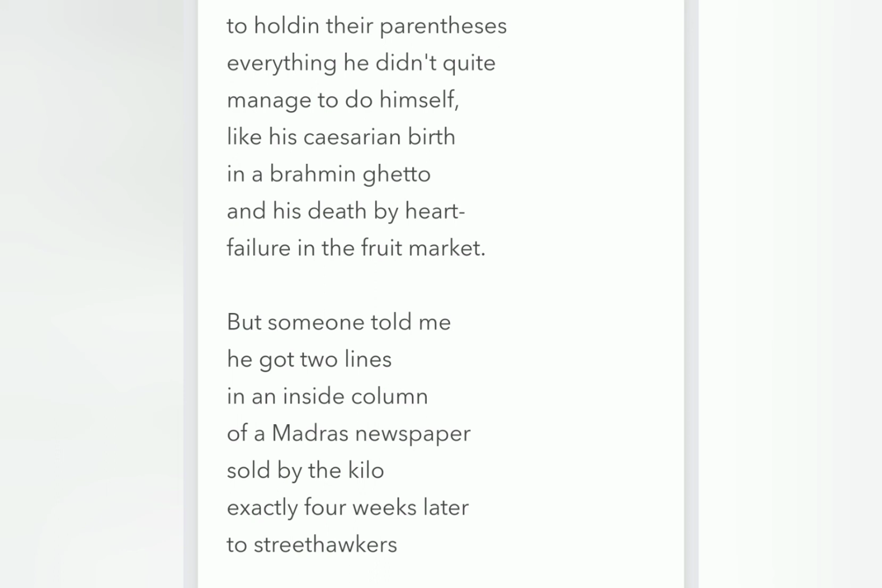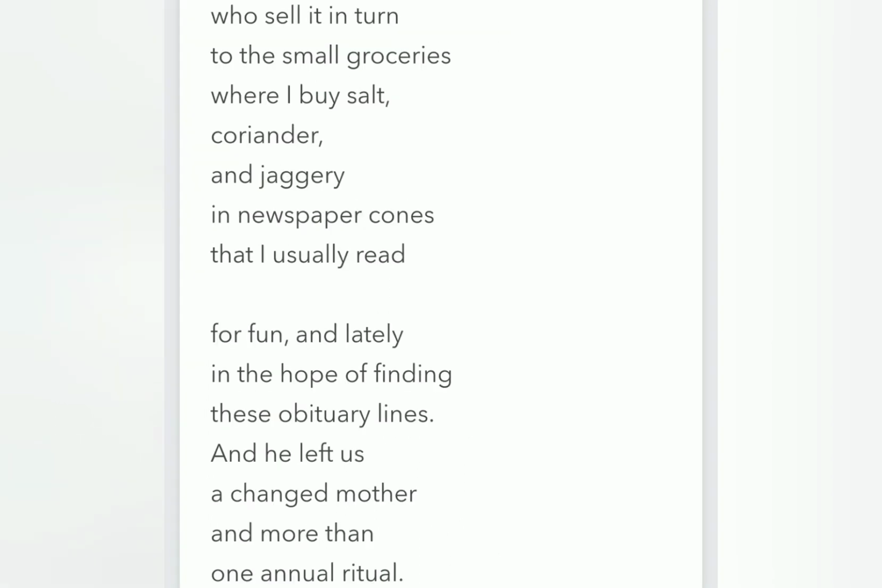In the sixth stanza, there is a connection between the title of the poem and the stanza. Now, the father has left something behind: two lines inside a column of a Madras newspaper. The son doesn't know exactly which newspaper or where the lines are. But he did hear that it is sold by the kilo and would turn up with the street hawkers, those on the street selling goods, four weeks later.